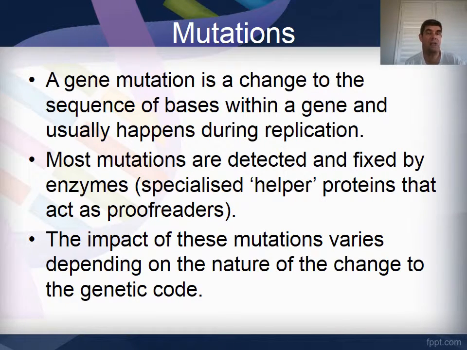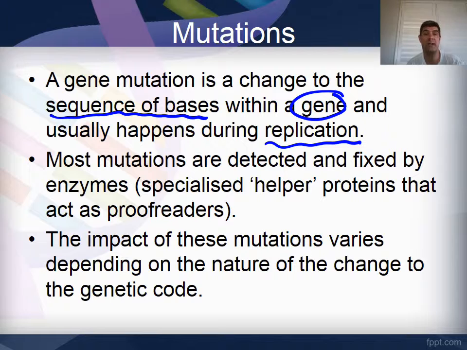Mutations are changes in the genetic code. Now, a gene mutation is a change that occurs just to a particular sequence of bases. So that occurs at a very much smaller level, just usually within a gene, and can often happen during the process of replication, so when the cells are dividing.